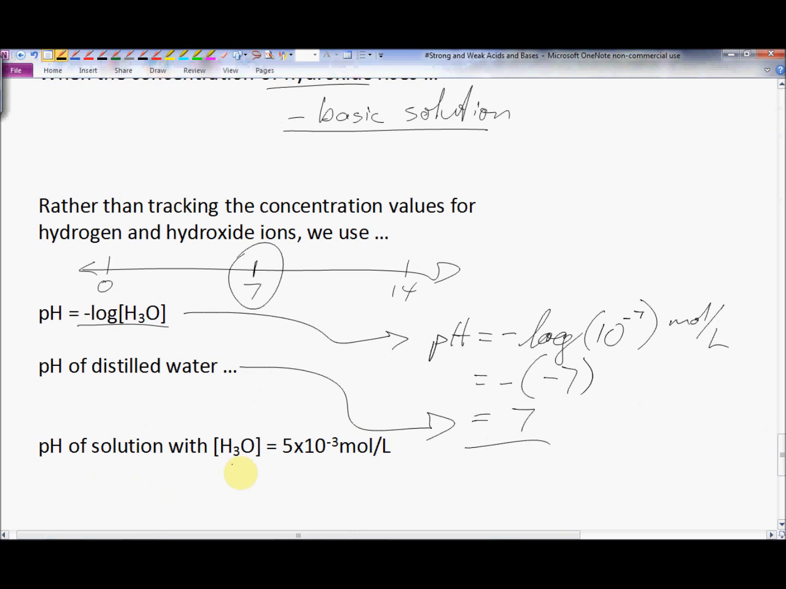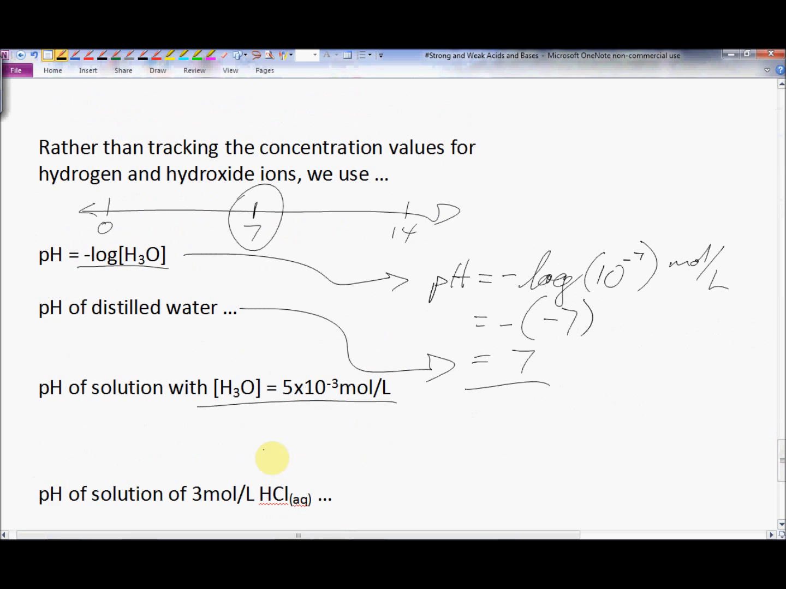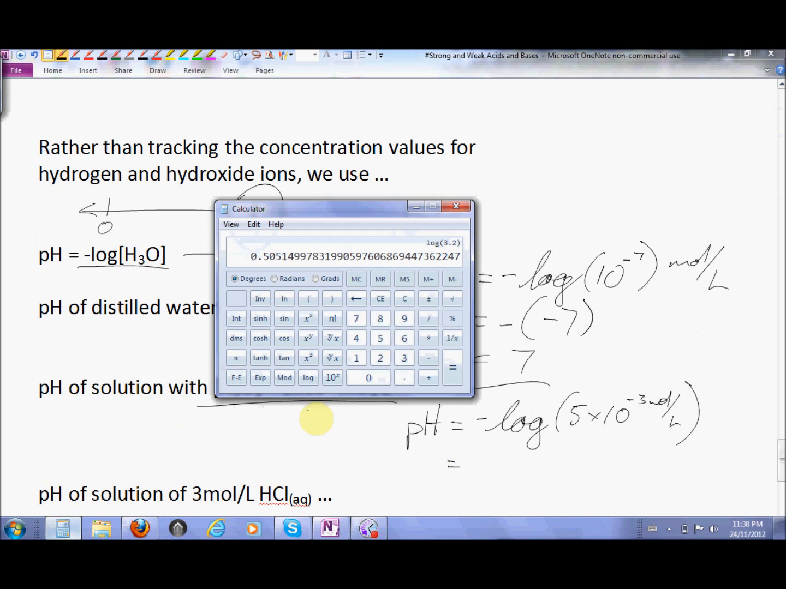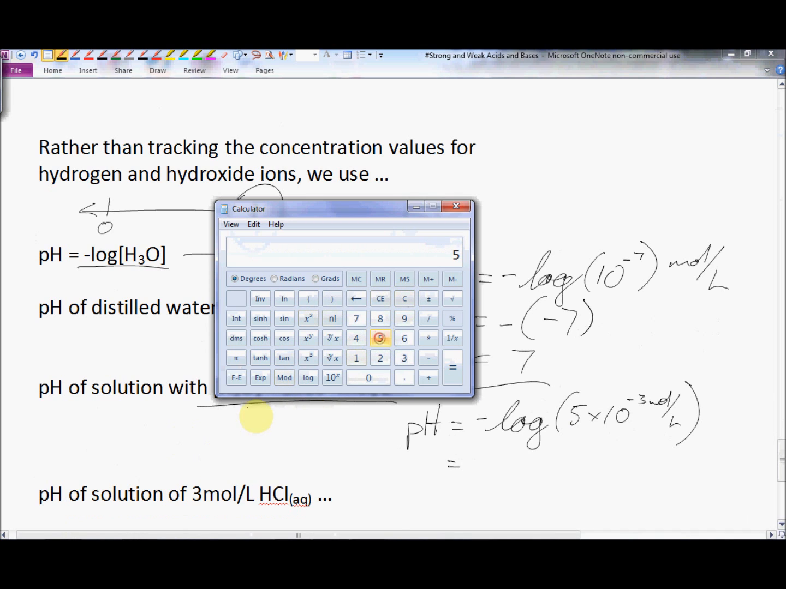The pH of a solution with a hydronium concentration equal to 5 times 10 to the negative 3 moles per liter: well, pH is equal to the negative log of 5 times 10 to the negative 3 moles per liter of hydronium. Take the log of that, and then we take the negative of that, which gives 2.301.